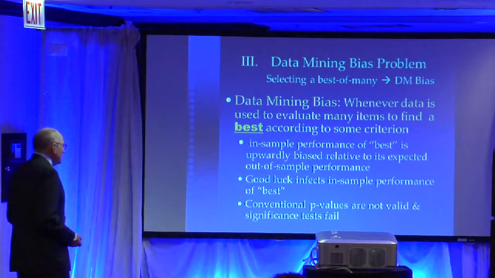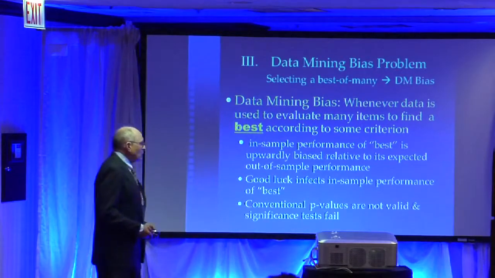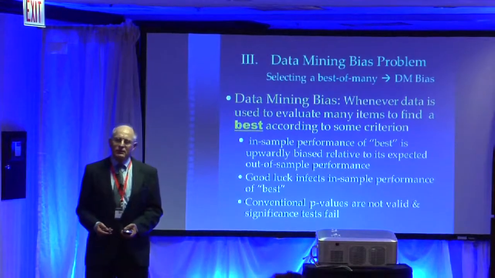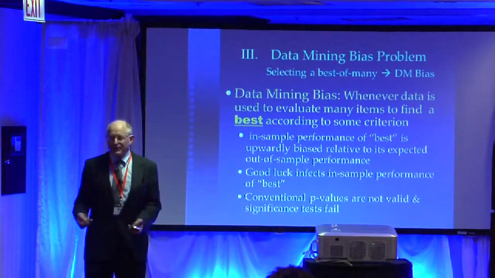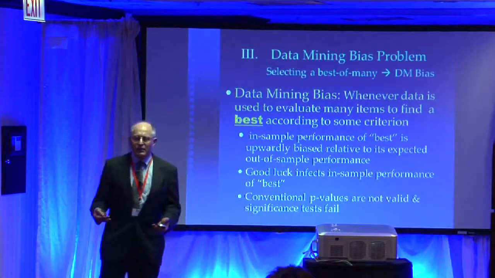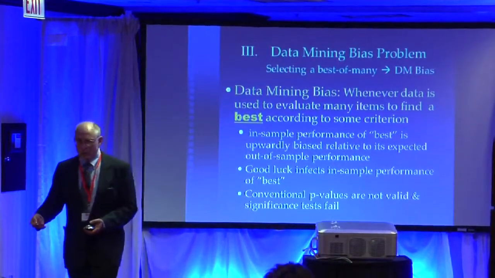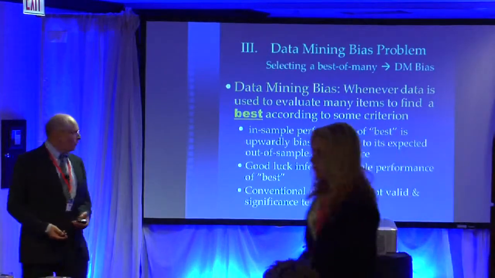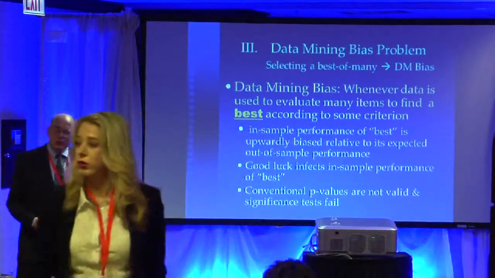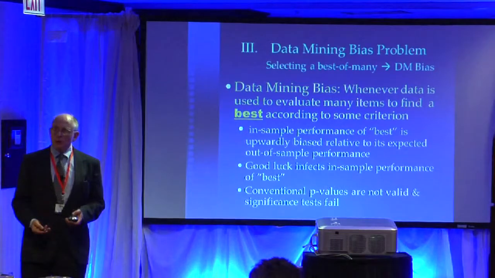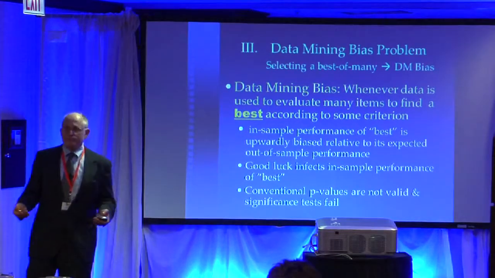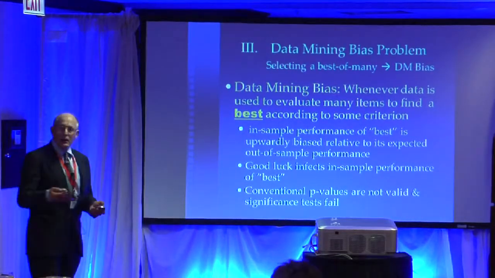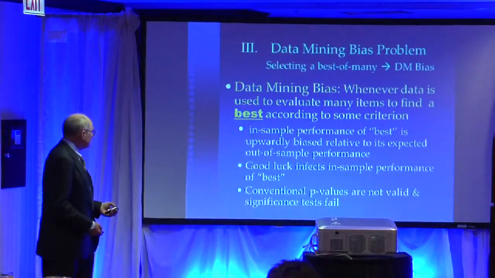The reason that data mining bias comes about is that good luck winds up infecting the performance of the winner of the competition. You've looked at many combinations of variables. You wind up picking a best one according to, let's say, chi-square or Cramer's V, or uncertainty reduction, and to a degree, and very possibly to a large degree, it's benefited from just good luck. And that's not going to repeat out of sample.